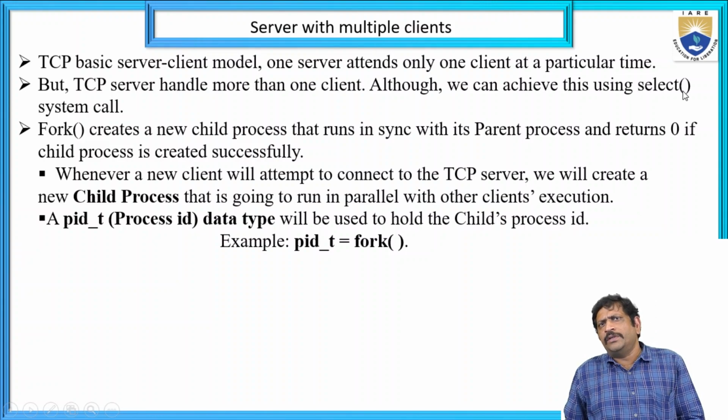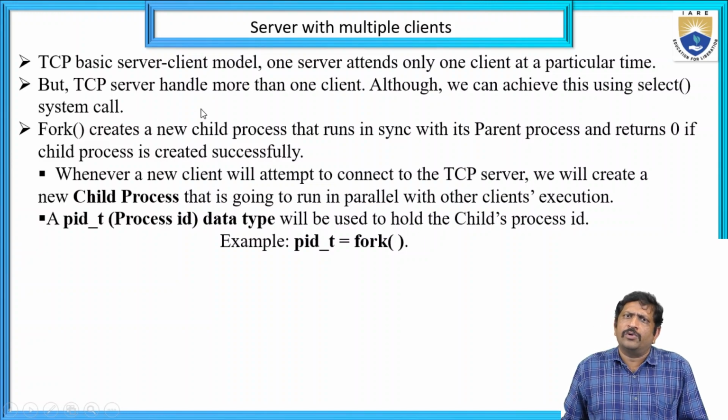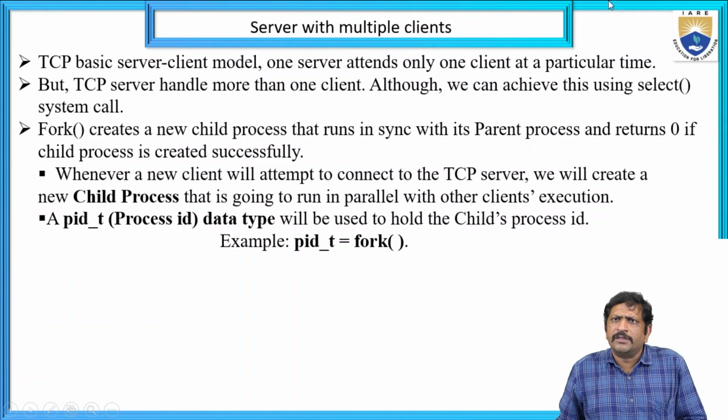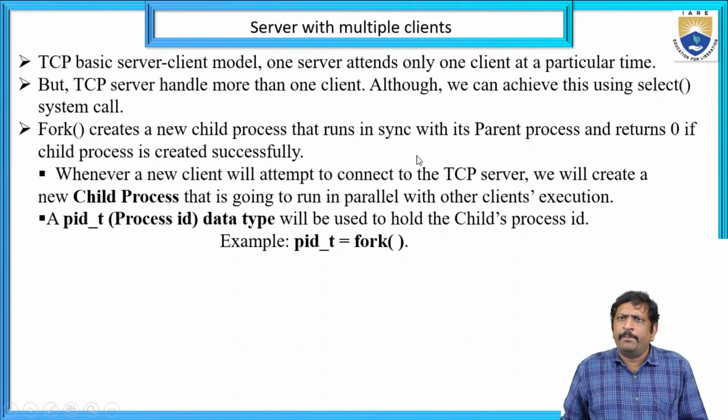Although we can achieve this using the select system call also. By using the select system call function, we can achieve multiple client connectivity to a single server. Fork creates a new child process that runs synchronously with its parent process and returns 0 if the child process is created successfully. Whenever a new client attempts to connect to the TCP server, we create a new child process that runs in parallel with the other clients' execution.